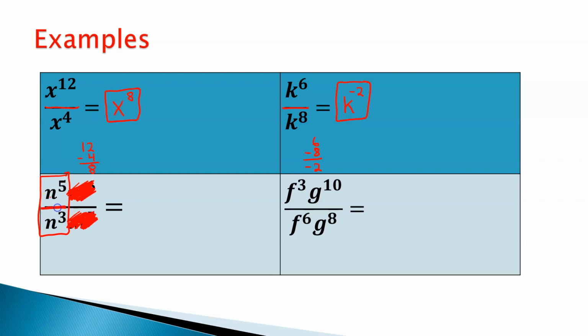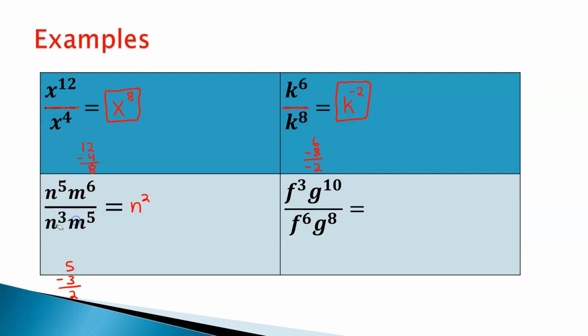Again, we are dividing. We have the same bases, n and n. What can we do with those exponents? Go ahead and subtract those. What is 5 minus 3? The top minus the bottom one, that's going to give us 2. And you're just going to go ahead and write it all straight out: n to the second power.